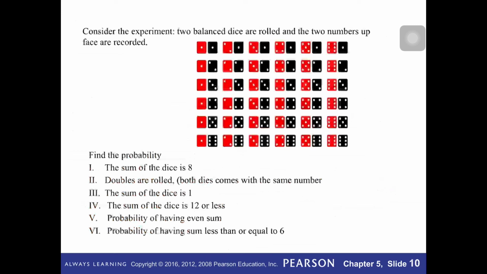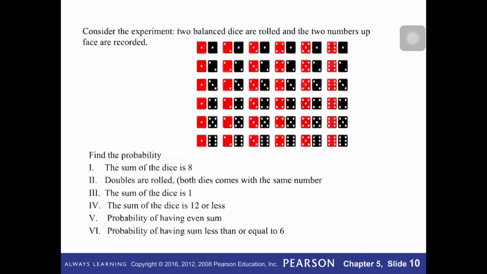Okay. This is the same picture I showed you a few slides before. Find the probability that the sum of the dice is 8. Okay, this is a really interesting question, actually a question type. The sum of the dice is 8.